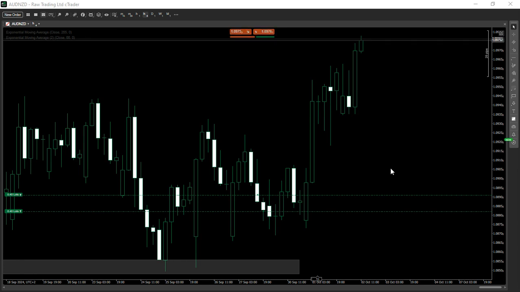That was in the second week of September, and that trade went all the way up as anticipated, and we were able to make a good profit from the trade. Now we are going to break down Australian dollar against the New Zealand dollar.